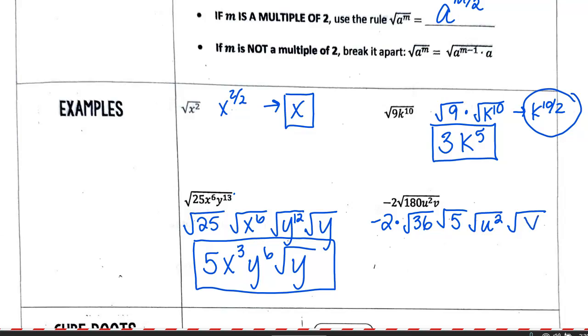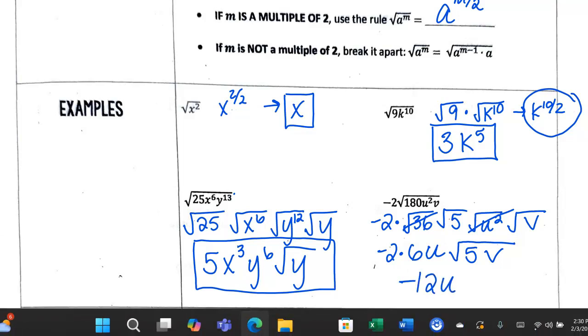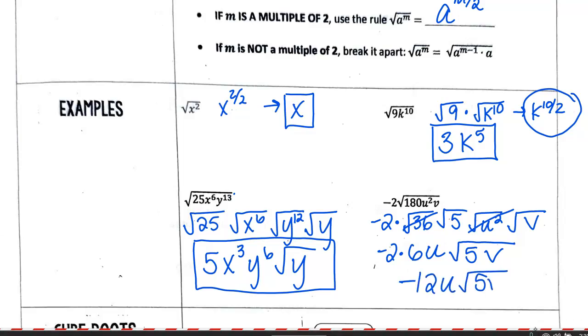All right, now let's go ahead and take all of our square roots. So we have negative 2, the square root of 36 is 6, the square root of u squared is u, and then we have our leftovers. So we did the square root of 36, we did the square root of u squared, and so we have 5 and v. Now we want to simplify, so let's multiply negative 2 times 6, which gives us negative 12u, and the square root of 5v. And there's our answer.